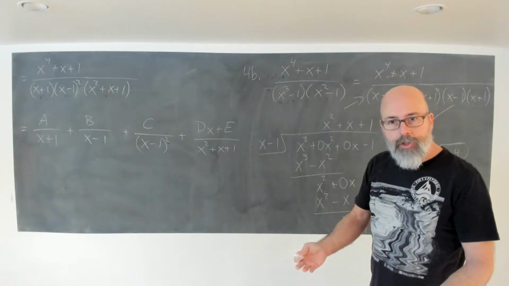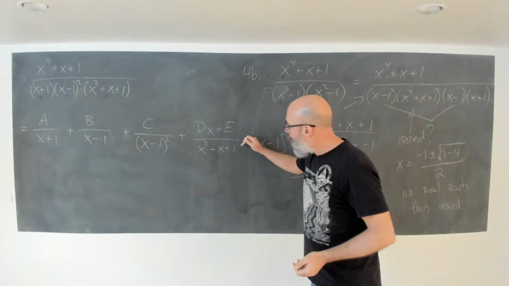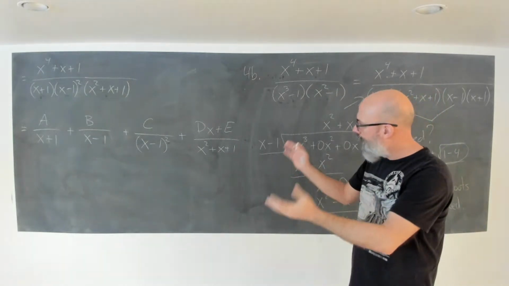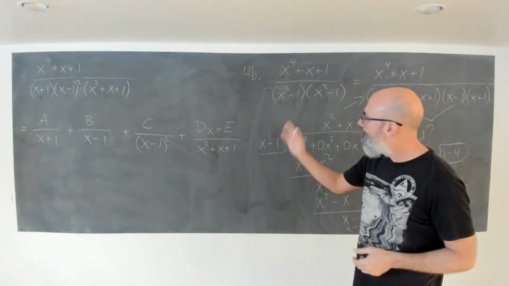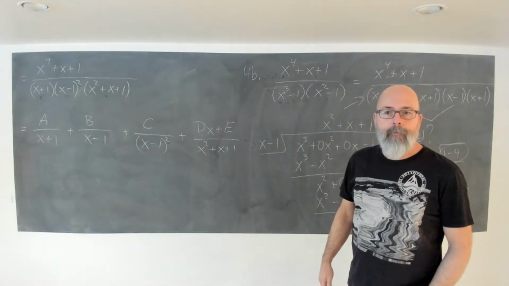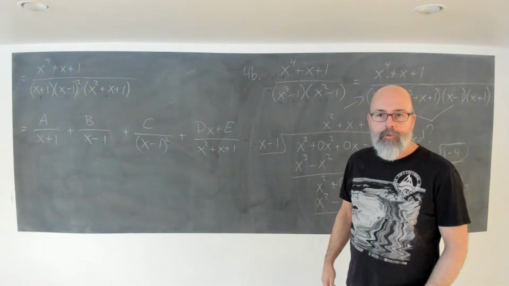They're not asking us to solve here. In fact, they're telling us to stop right here. But if this was a different question, it would put everything over a common denominator. Solve for A, B, C, D, E. 5 equations, 5 unknowns.